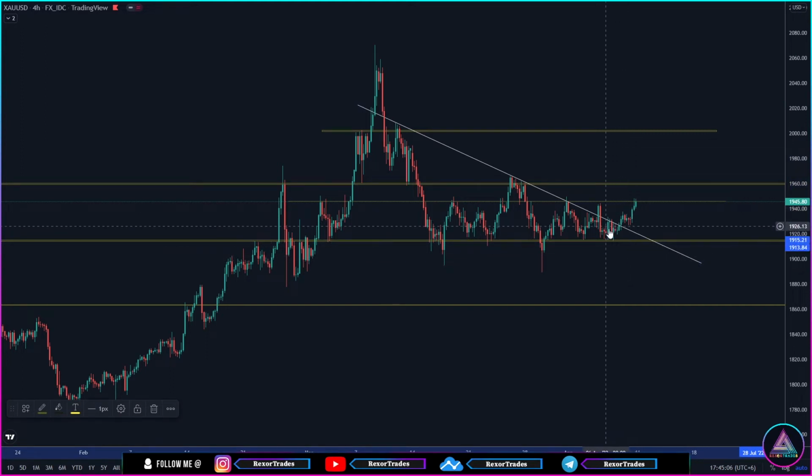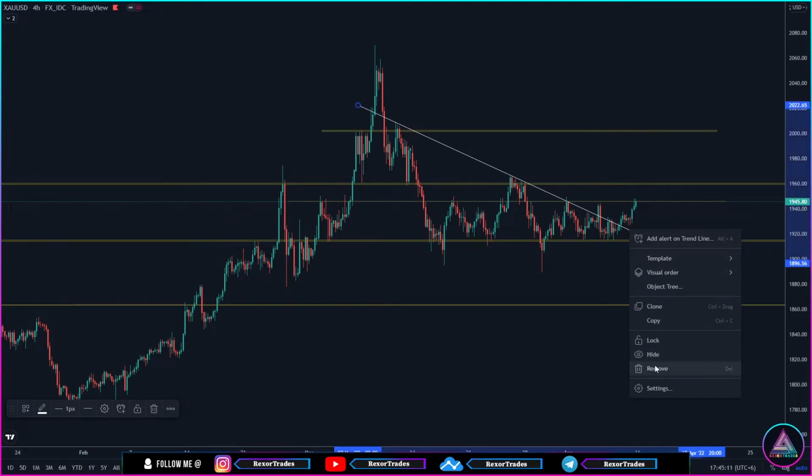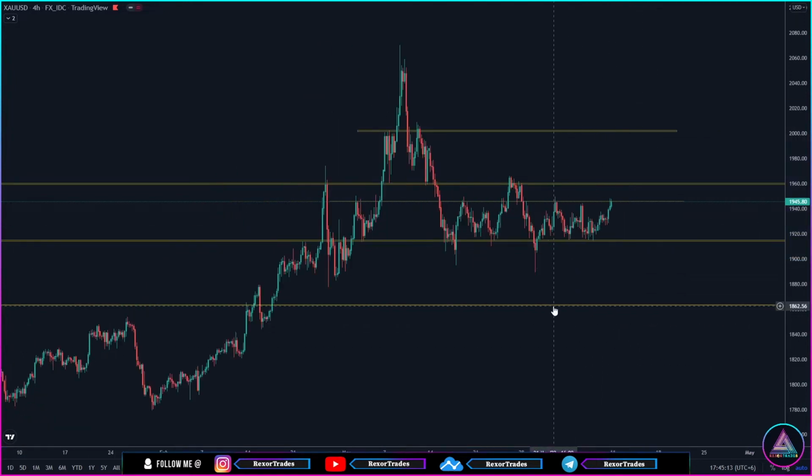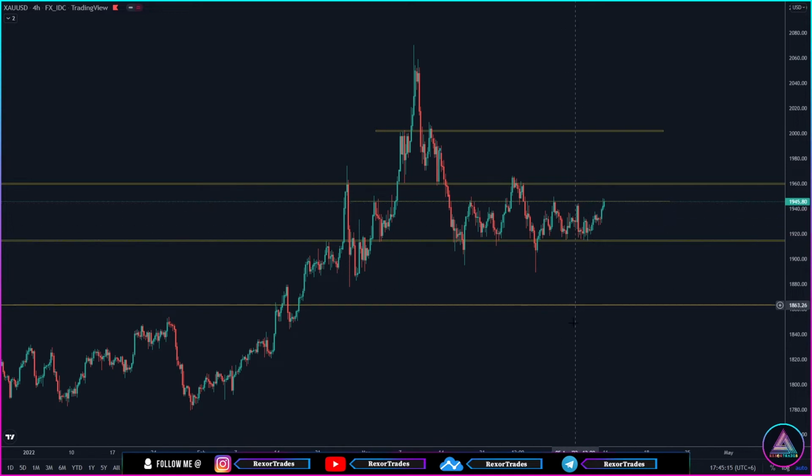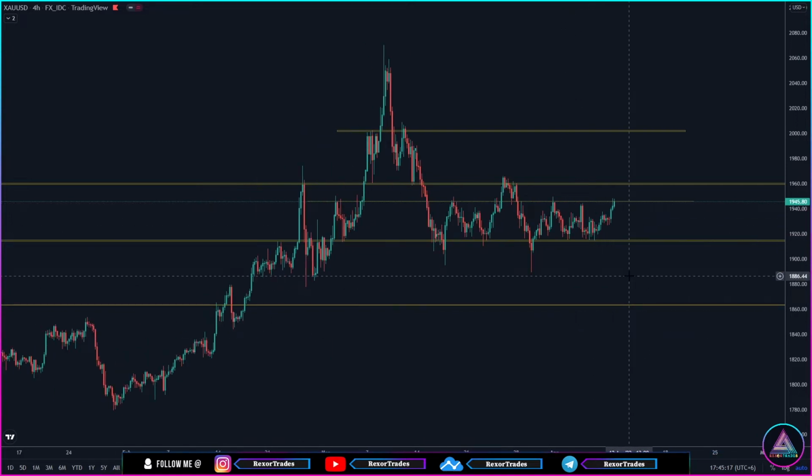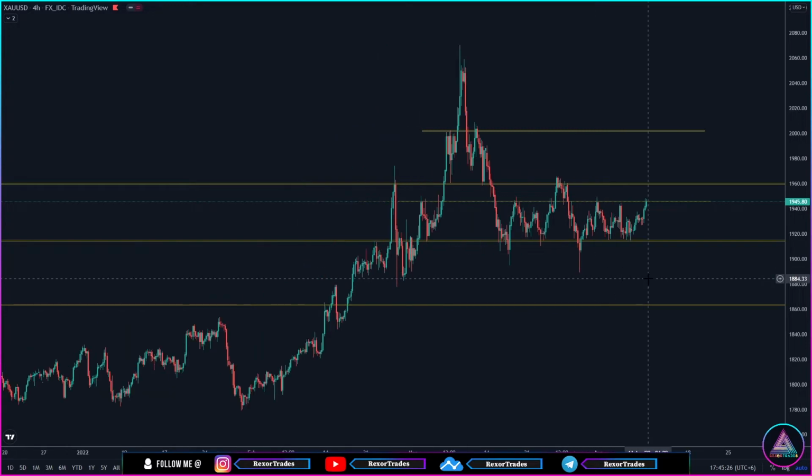But gold made a breakout above this uptrend line, so this uptrend line, as you can see, is not valid anymore, so we just remove the uptrend line. Now gold is in this ranging phase. So what we can expect in the upcoming week from gold is almost the same as what we were expecting in the previous week as well, since gold didn't really make a breakout of this ranging phase. So the analysis remains the same.